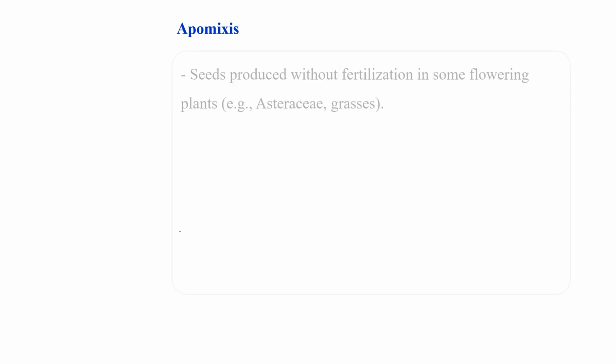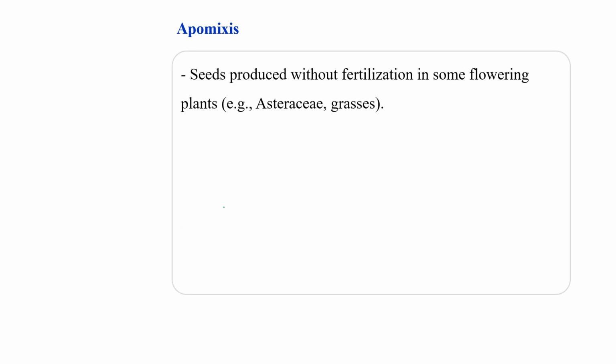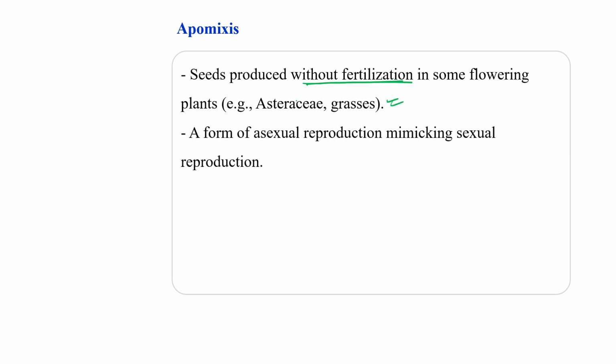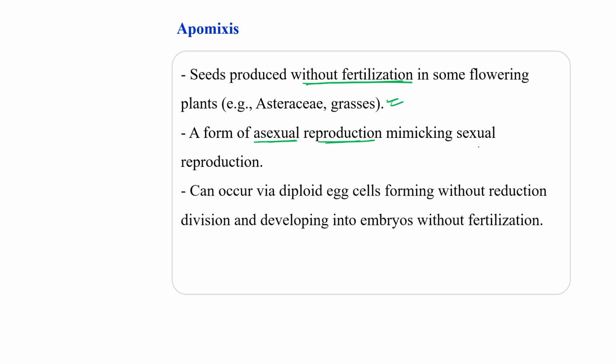Okay. Now a term known as apomixis also needs to be discussed over here. It means seeds are produced without fertilization. Some kinds of plants have the ability to produce seeds without fertilization in the flowering part, with the help of this apomixis technique. What are those examples? Asteraceae and grasses. In this category of plants, seeds are able to be produced without fertilization. Apomixis is a type of asexual reproduction, but this process just mimics the sexual reproduction process.